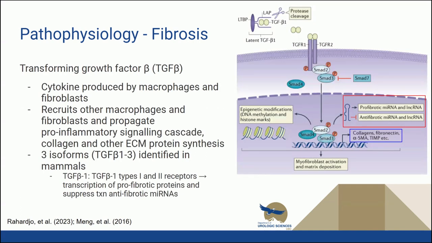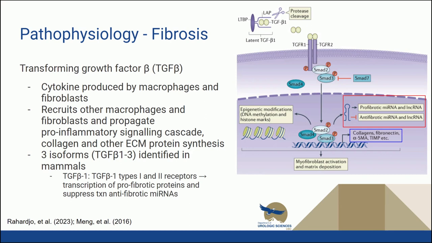One of these such pathways we can talk about is transforming growth factor beta, or TGF-beta. It's a protein that is being looked at currently as a possible therapeutic option. We see that here initially, cytokines are produced by macrophages and fibroblasts. And so one of these cytokines is TGF-beta. It causes the recruitment of other macrophages and fibroblasts, and they themselves propagate pro-inflammatory signaling cascades and protein synthesis.